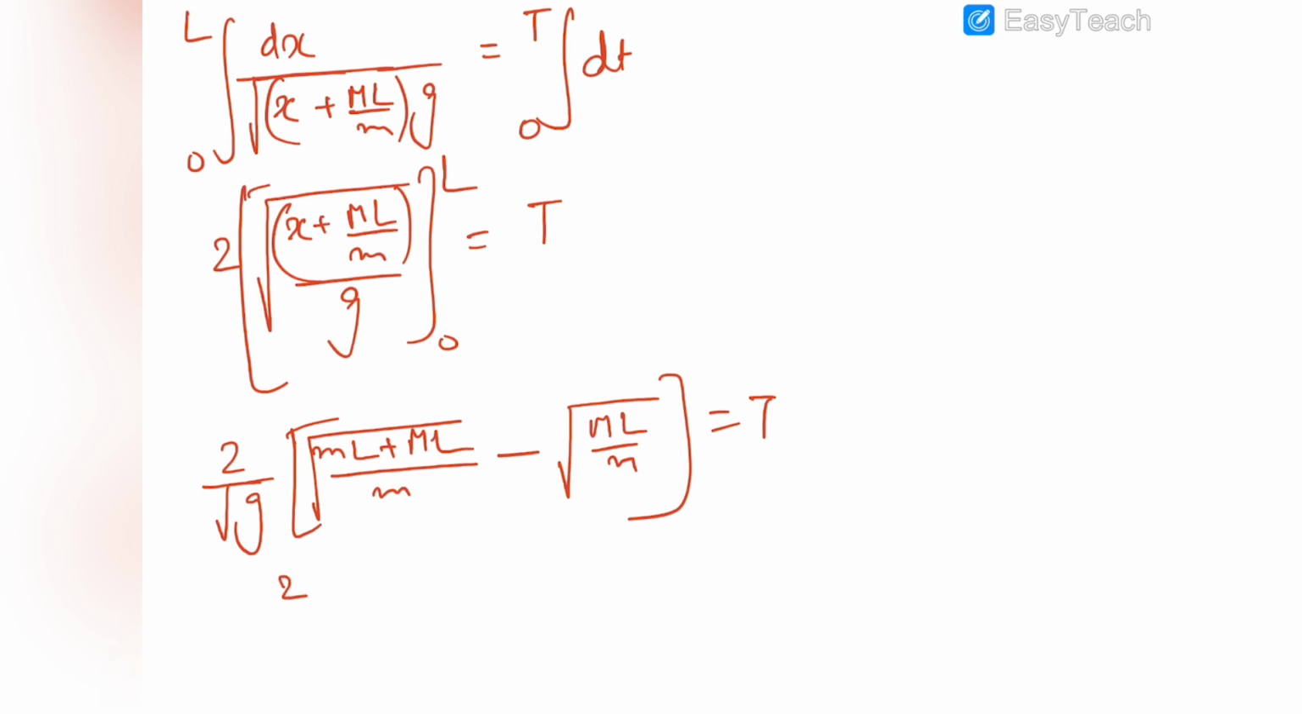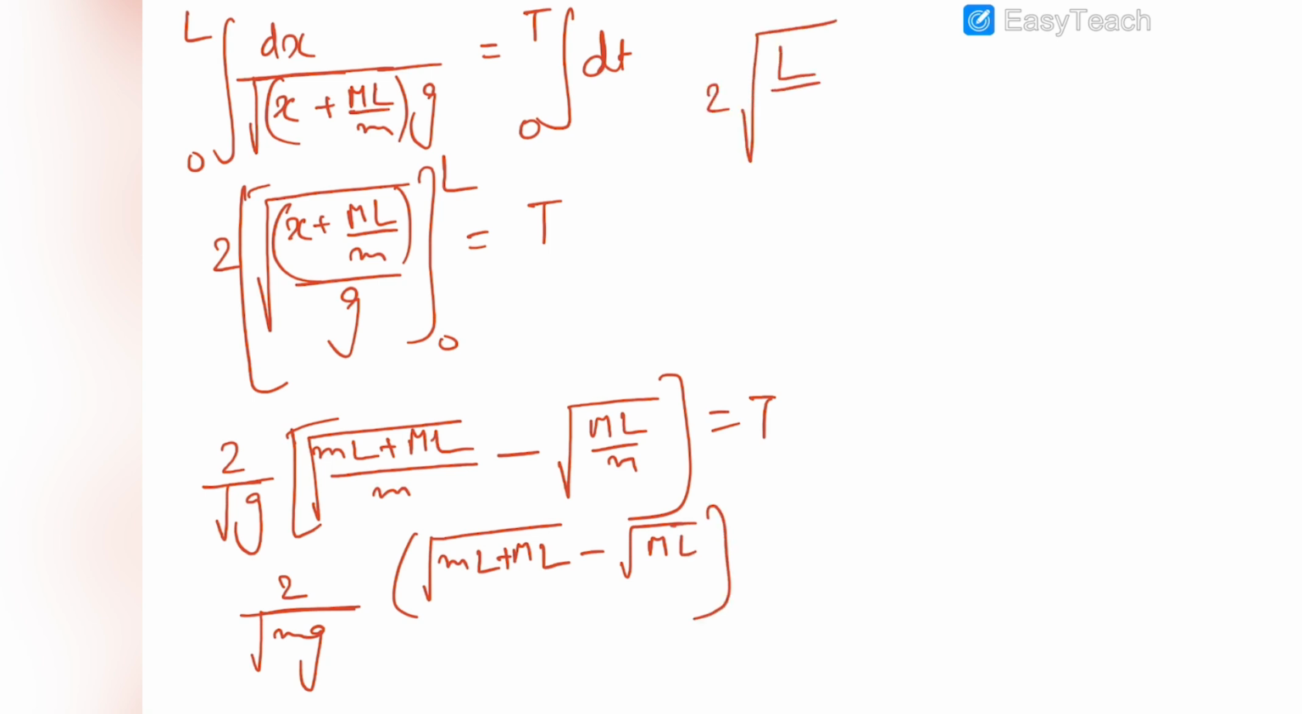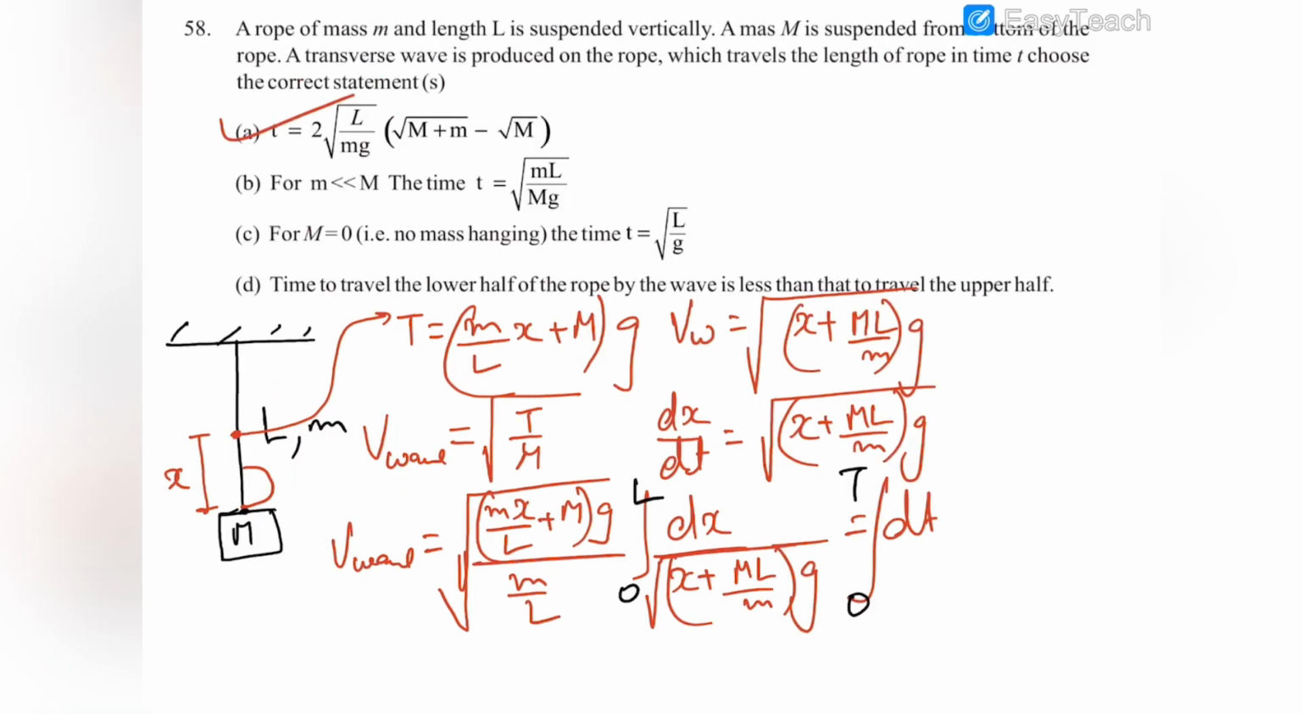Now we can take this root m common in the denominator, and it would be mg, and you can write it down as under root of ml plus ml minus root m, and you can also take out root L common, so it would be 2 under root L by mg into root of m plus m minus root of m. This is the time. So you can see that option number 1 is correct.